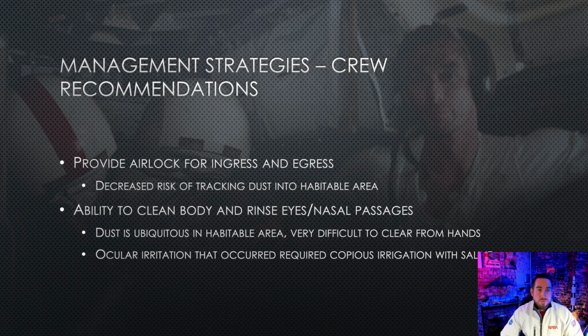Next recommendation from the crews was to provide airlocks for ingress and egress. Right now, as we'll talk about a little bit when we talk about EVAs, they use an airlock on the space station for coming and going. You get suited up in the airlock, then the airlock depressurizes, matching the vacuum of space. The astronaut goes out. When they come back in, the door behind them closes, it repressurizes, and then they can open up the door to get back into the ISS.